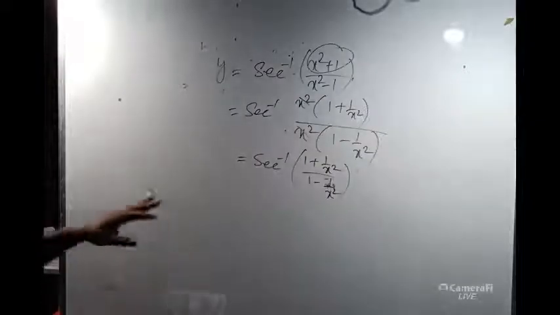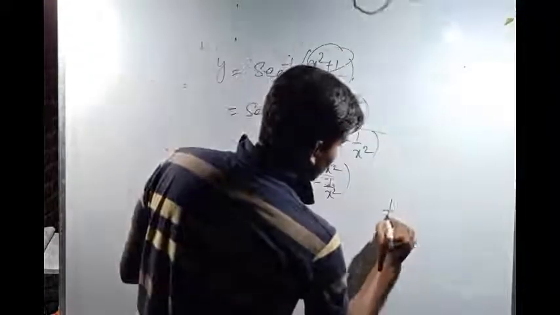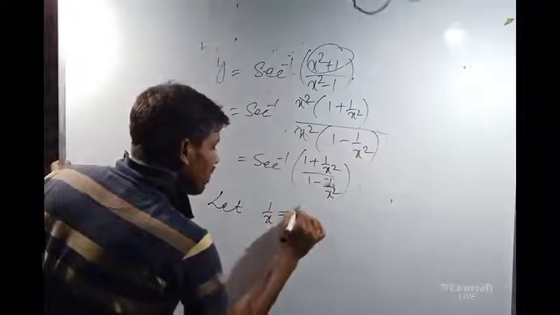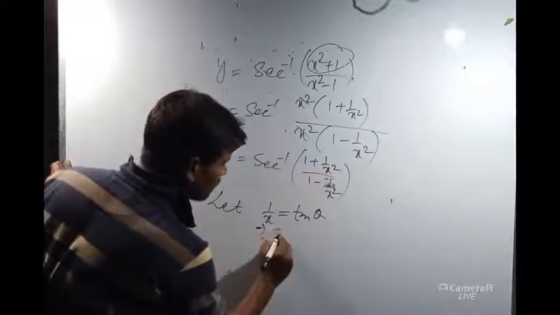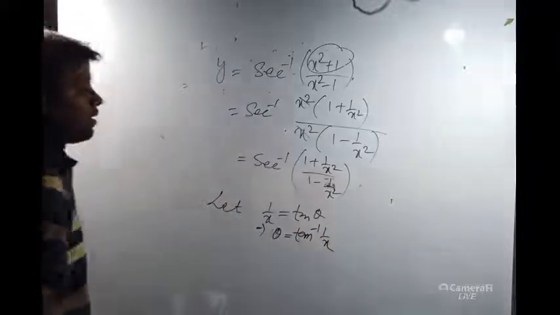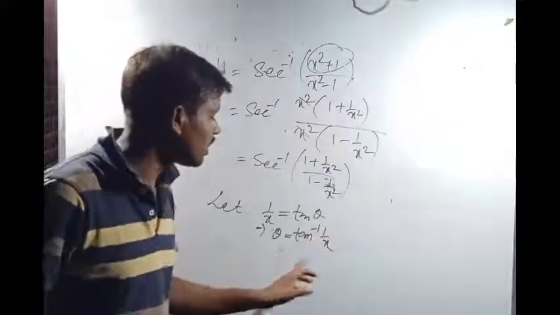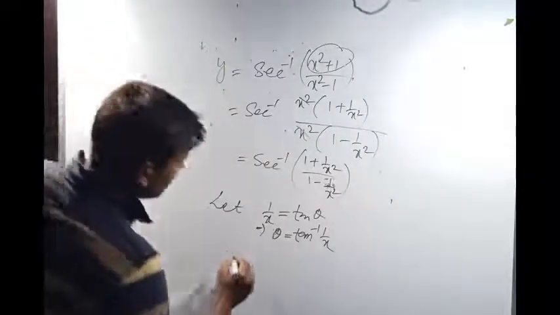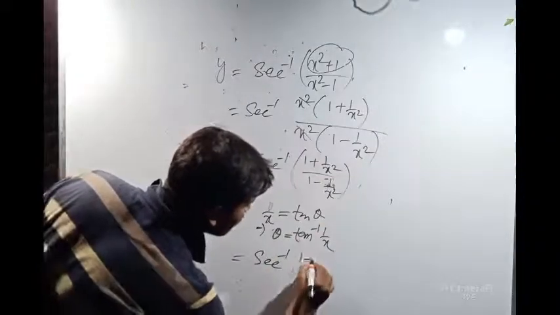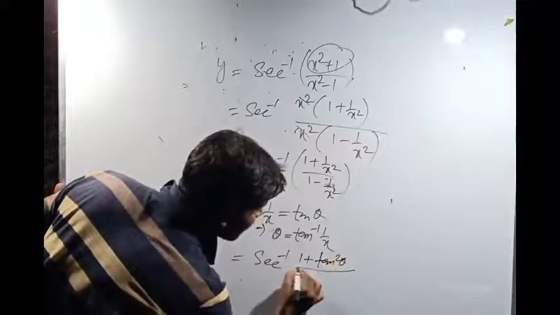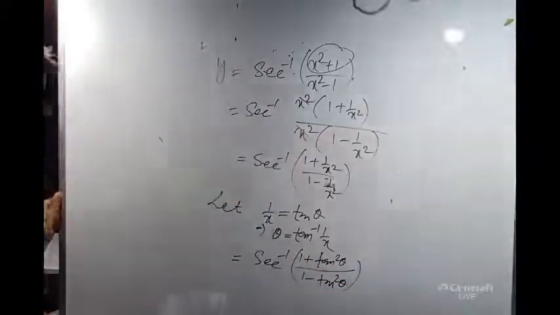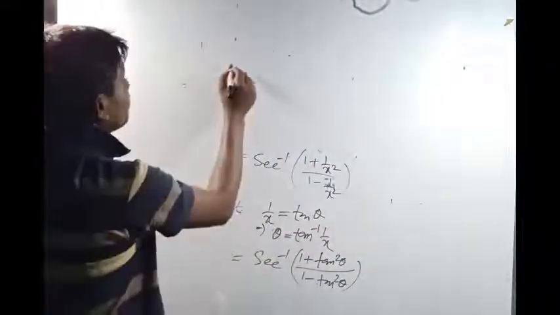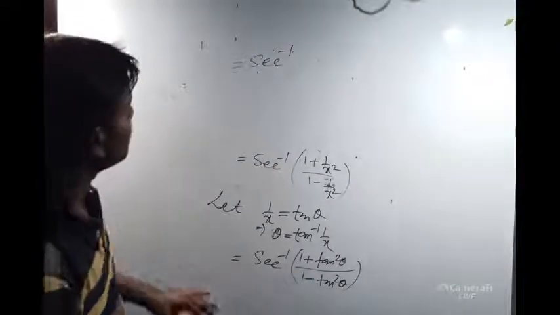Now take 1 by x equal to tan theta. Let 1 by x equal tan theta, then theta equals tan inverse 1 by x. Now this sec inverse becomes (1 plus tan square theta) divided by (1 minus tan square theta). This formula is sec 2 theta.